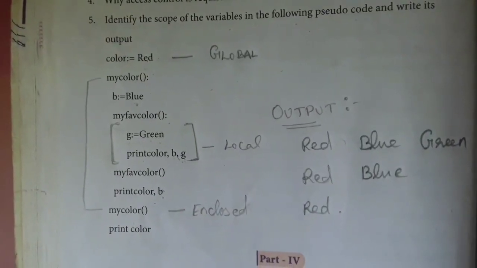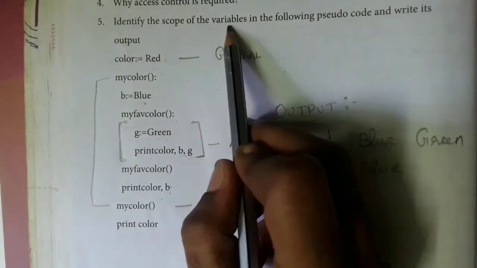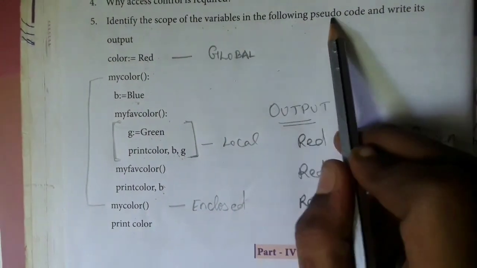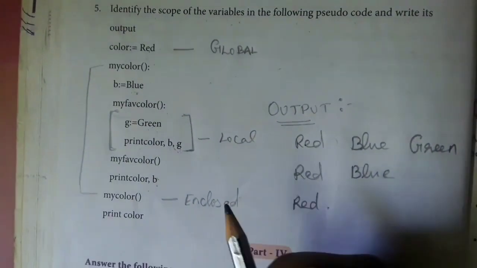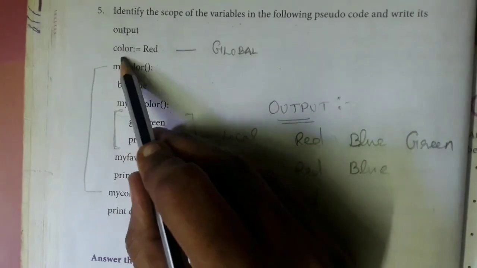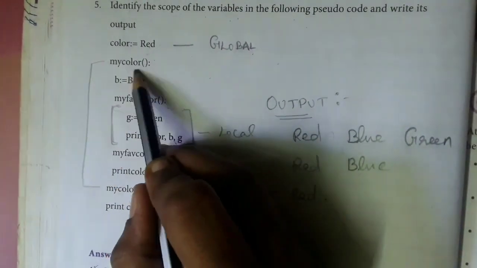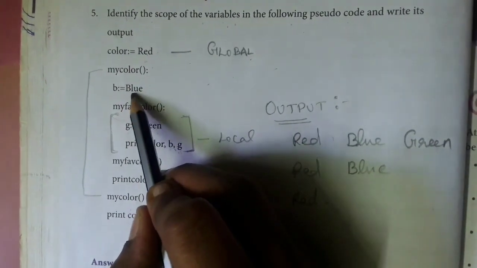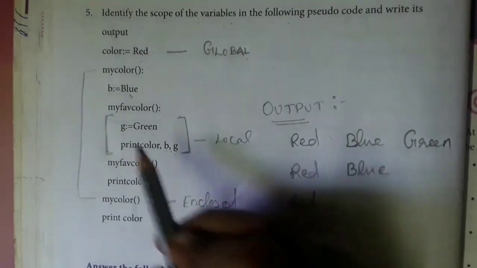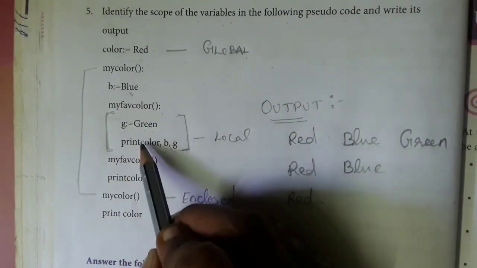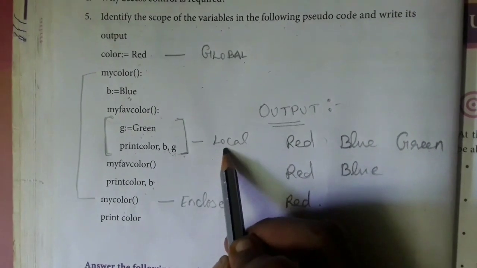Now we will see how to do this program. Identify the scope of the variable in the following pseudocodes and write its output. Now color red is declared global. Then you have my color function and a variable blue is declared, which is called enclosed scope. Then we have my favorite color, green, declared as variable and this is the local scope.